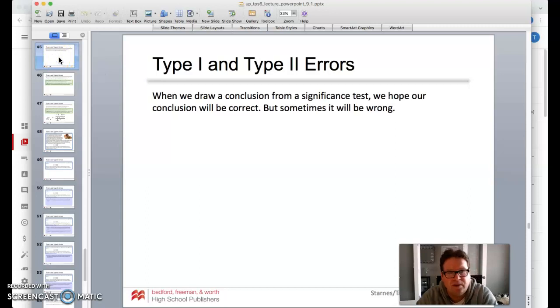All right, we're back here in section 1. We're going to wrap this up today. And today we're going to focus on type 1 and type 2 errors. Obviously, when we draw a conclusion from a significance test, we hope our conclusion will be correct. But as we all know, sometimes it'll be wrong.